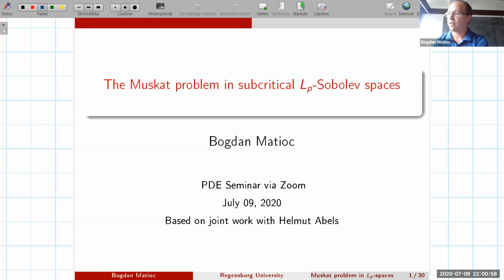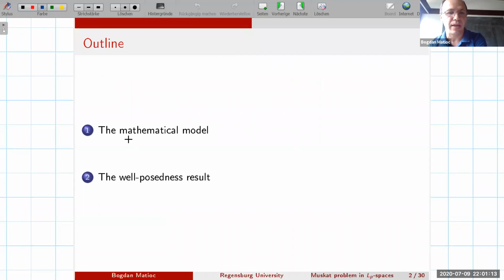So in the first part of the talk, I will introduce the mathematical model and present some general properties of it. Then in the second part, I will discuss the main result of the paper, which is a well-posedness result, and I will also present some main steps in the proof. So let's get started with the mathematical model.